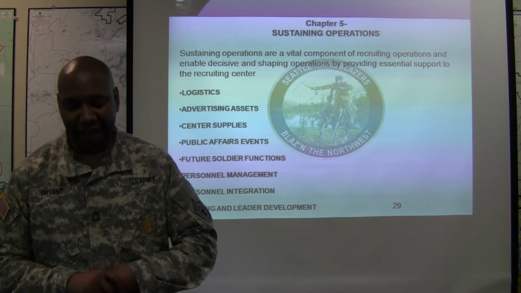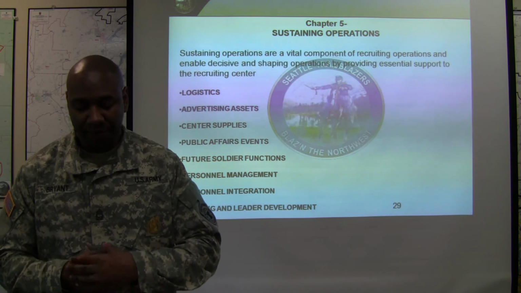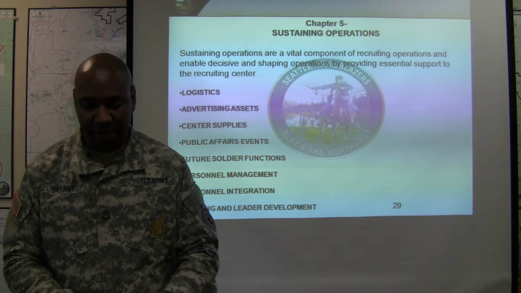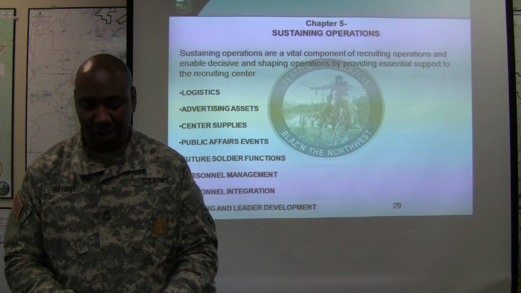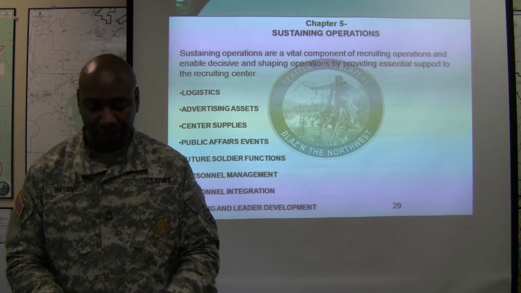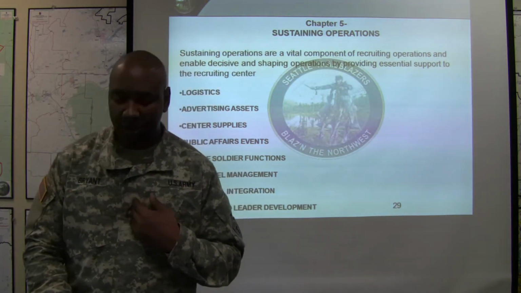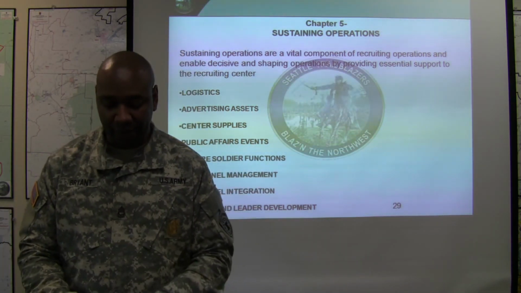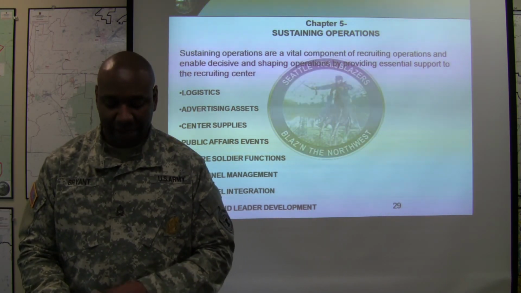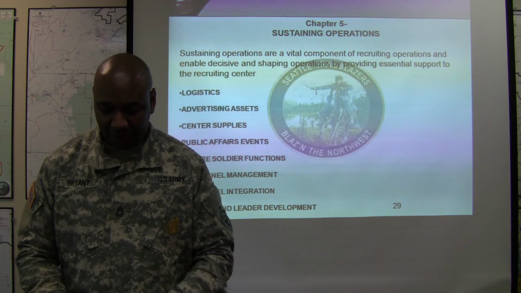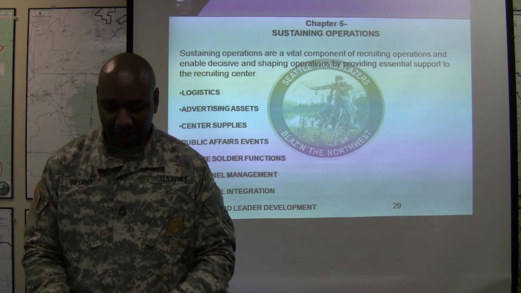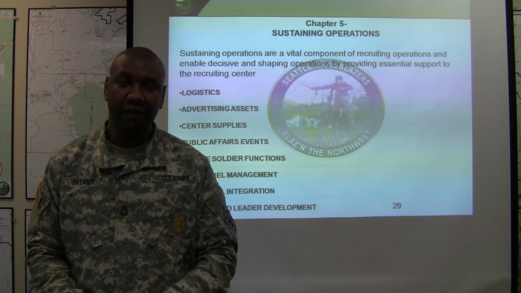Moving on to Chapter 5, Sustaining Operations. Sustaining operations are a vital component of recruiting operations and enable decisive and shaping operations by providing essential support to the recruiting center. These are some of the areas of support here: logistics, advertising assets, center supplies, public affairs, future soldier functions, personnel management, personnel integration, training and leader development.